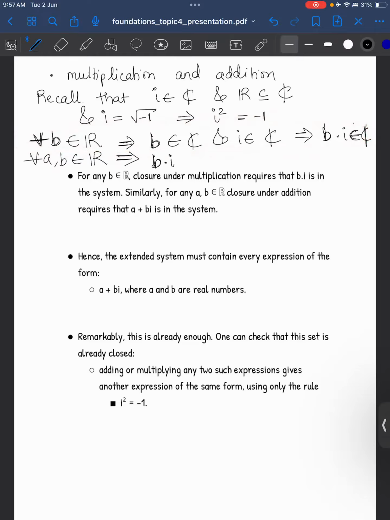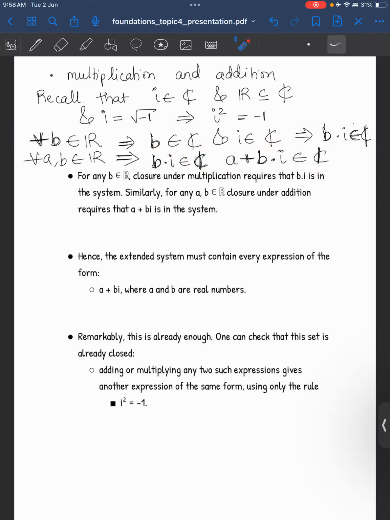We just concluded that we want b·i to belong to this extended number system C. Similarly, we want a + b·i to belong to C. Since a belongs to the set of real numbers, this a would also belong to the set C, and b·i, we just saw, belongs to set C. So their addition should also belong to set C. In particular, if you have seen the set of complex numbers, this is exactly the set of complex numbers.